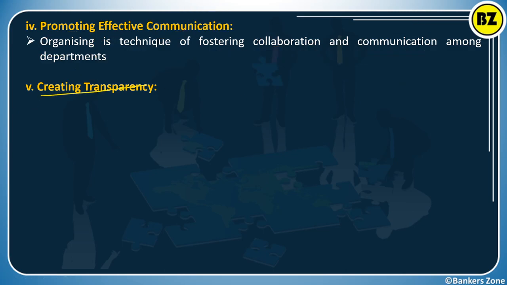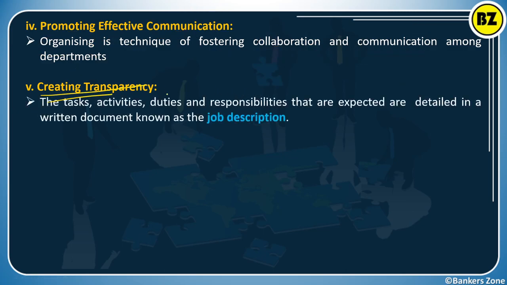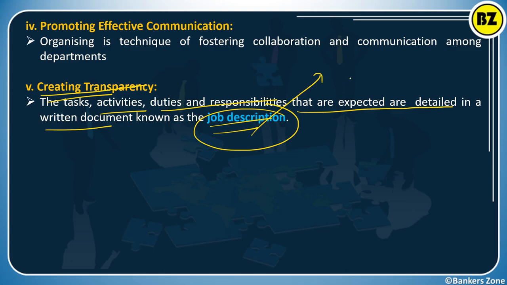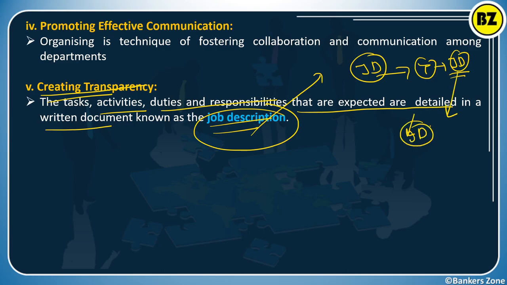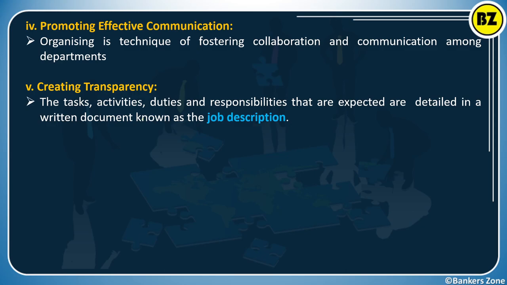Now, creating transparency. So how does organizing create transparency? The task, activity, duty, and responsibility that are respected are detailed in a written document called the job description. So what is the job description? When you have to work in a private company, when you are appointed there, they will give you the job description. Otherwise, if you are appearing for the interview as a candidate, you can ask, what is the JD, sir? What is the job description? Through the job description, you will come to know what things you have to do on the job, right? So basically, this is the job description. It includes the task, activity, duty, and the responsibility which you have to do, right?